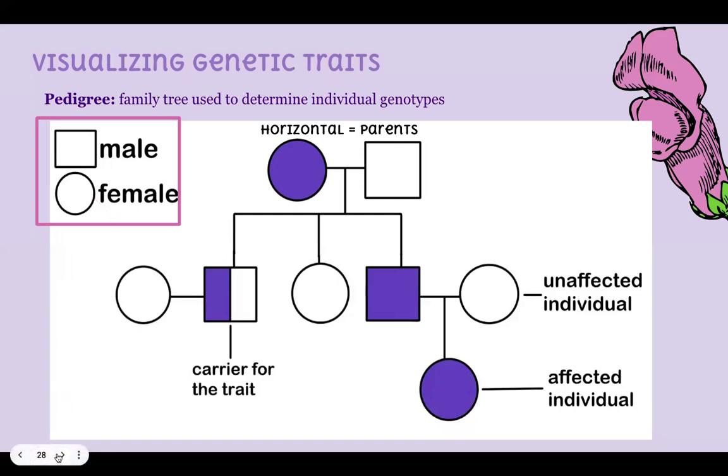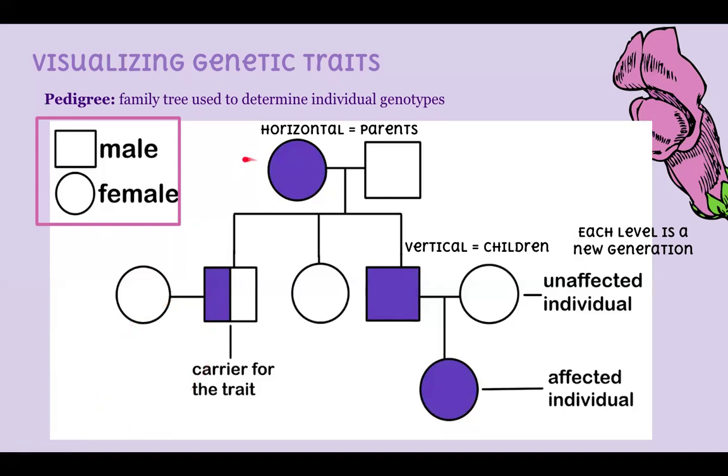Now, also, like in family trees, there are lines connecting the circles and squares. Horizontal lines indicate parents. So here is the mom and the dad that are married. If the horizontal lines are the parents, then the vertical lines are the children. This mom and dad have 1, 2, 3 children. So there's a vertical line connecting to 3. This mom and dad are married and have 1 child. This mom and dad are married but do not have any children yet. As you can see, there are 3 different generations. 1, 2, 3. Each level is a new generation.